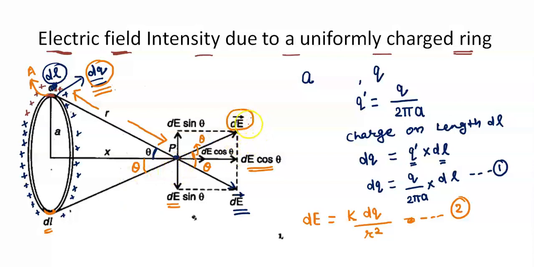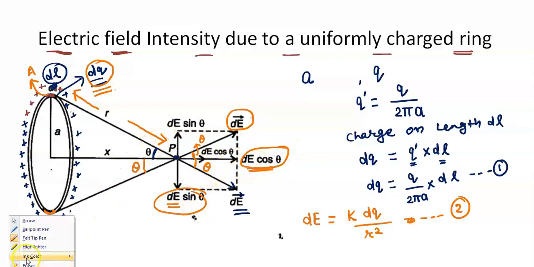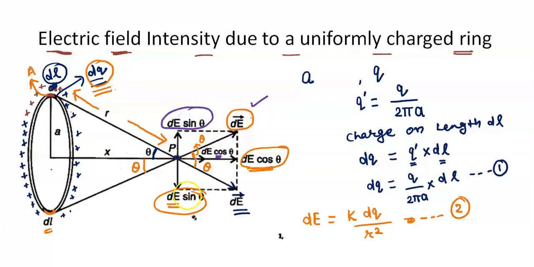Now we can resolve it into components. You can write the dE vector as, see here, this dE vector when it is making an angle theta with this horizontal direction, the component is dE cos theta, and in this direction the component is dE sin theta. Similarly, if we are talking about this upper one, this is the dE vector and its component in this direction will be dE cos theta, and in this direction it will be dE sin theta.